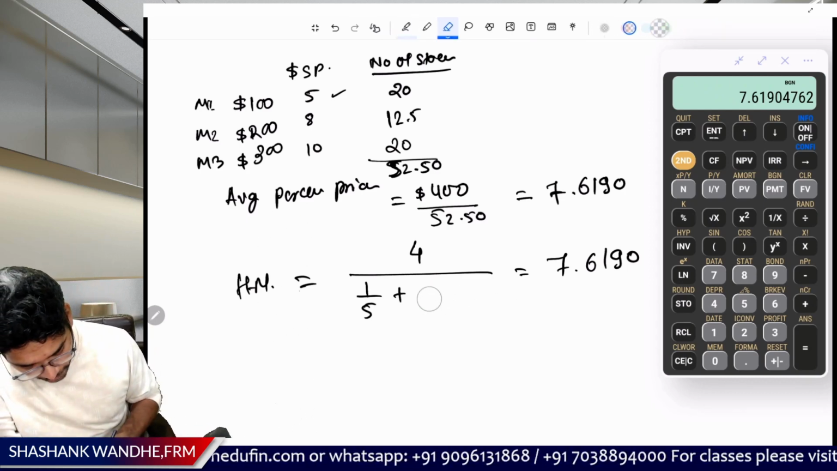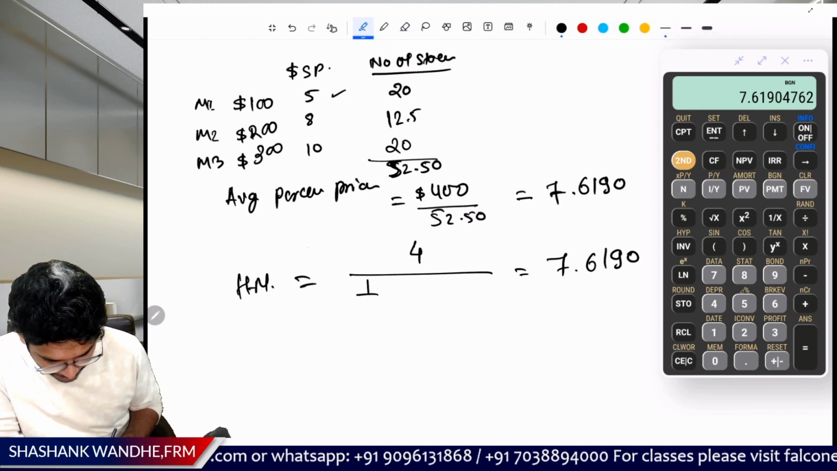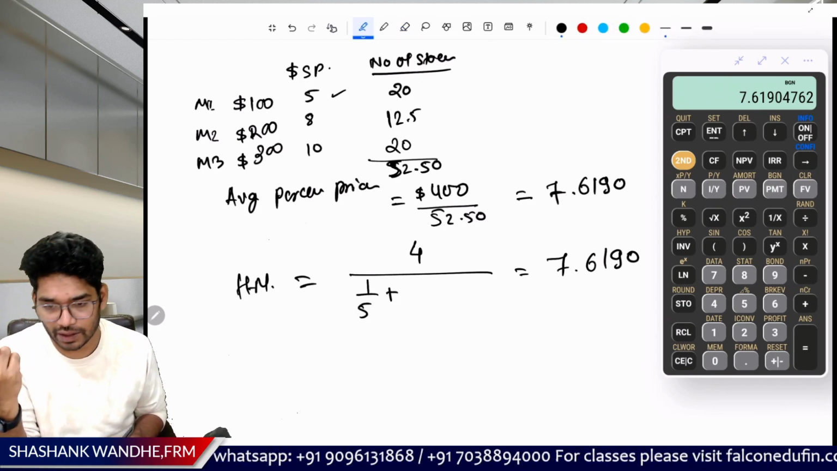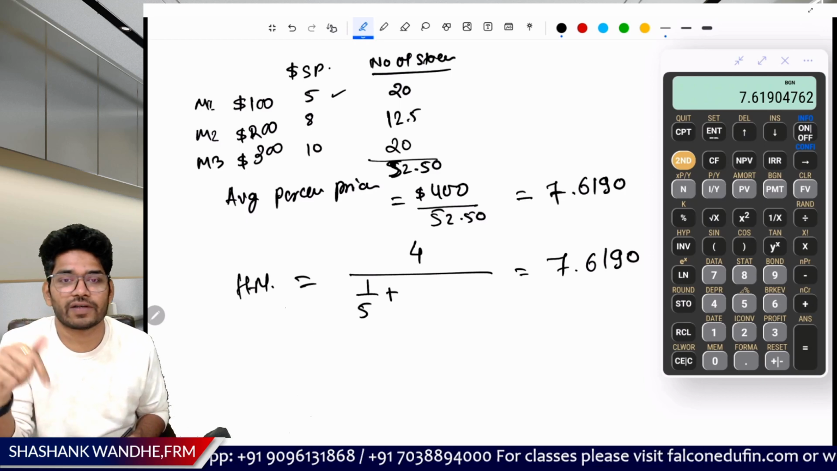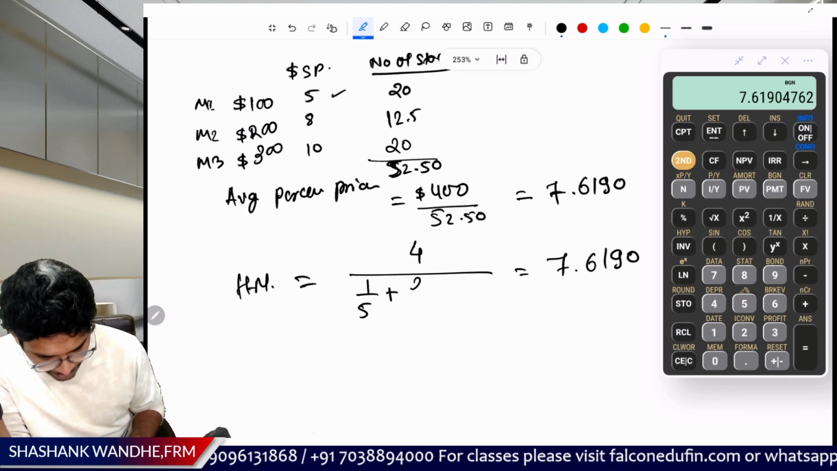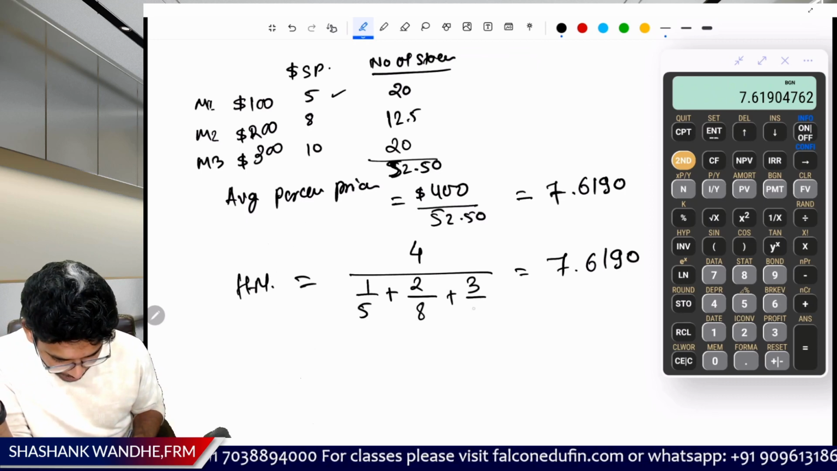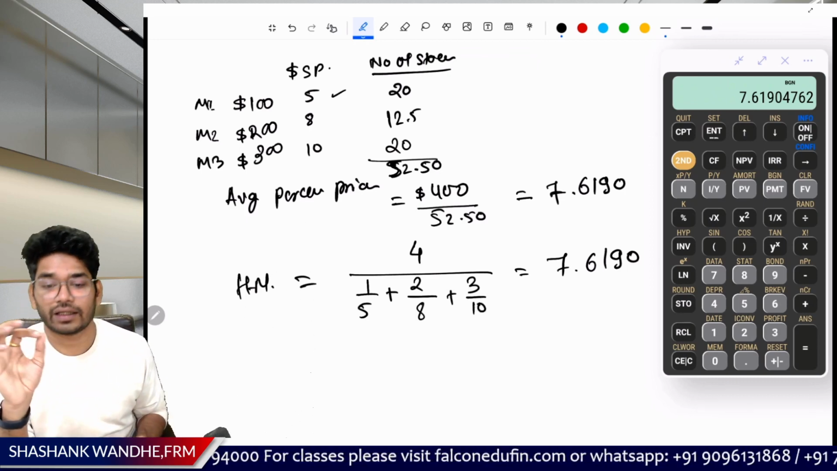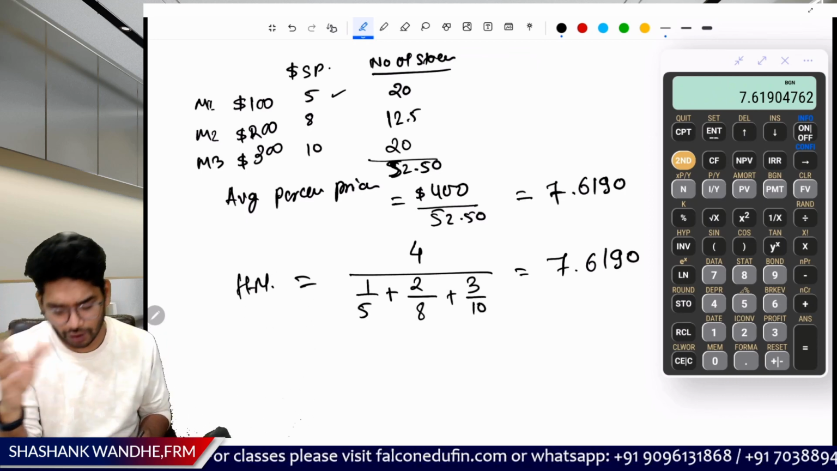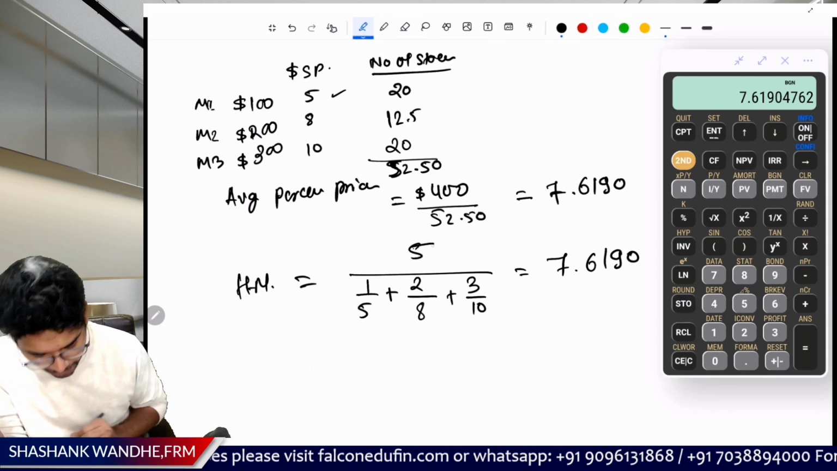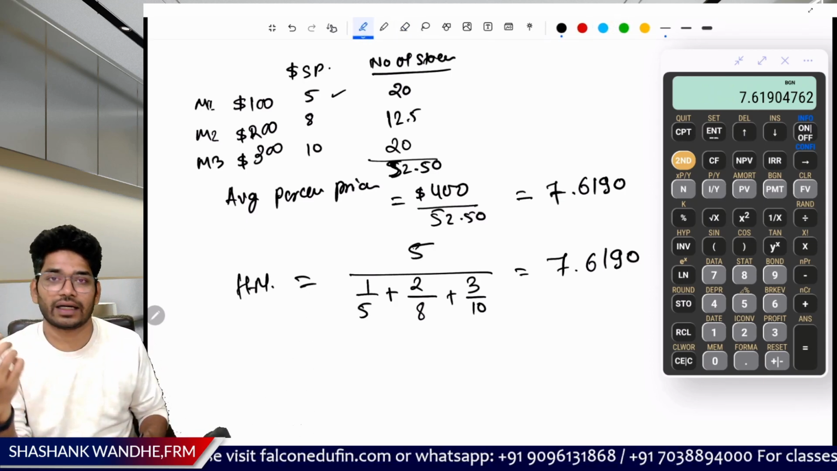So here what we will do simply, 1 divided by 5, that is $100 invested. We are saying it like $100 invested at the rate of 5, $200 invested at the rate of 8, and $300 invested at the rate of 10. And how many dollars are invested? $500. So simply write it as 5, and that's it. Now solve this and you will get the answer.